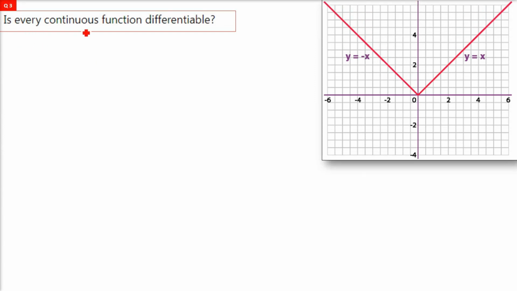Is every continuous function differentiable? So we just discussed it now. Every continuous function, it can be differentiable, it cannot be differentiable. We don't know that. We have to check. But if a function is differentiable, then the function has to be continuous. Continuity is not the guarantee that the function is differentiable or non-differentiable.